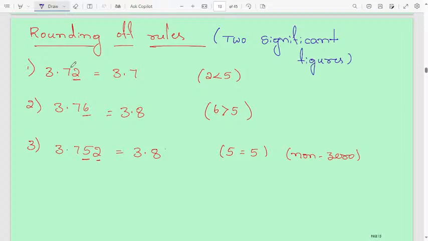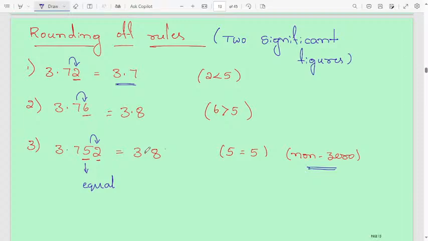3.72, first example: if the next number is less than 5, then you have to keep the same number. If the next number is greater than 5, then you have to move to the next number, 3.8. If the next number is equal to 5, then you have to see the third number. If the third number is non-zero, then you have to move to the next number, that is 3.8. These rules are very important if you want to measure accurate significant values.